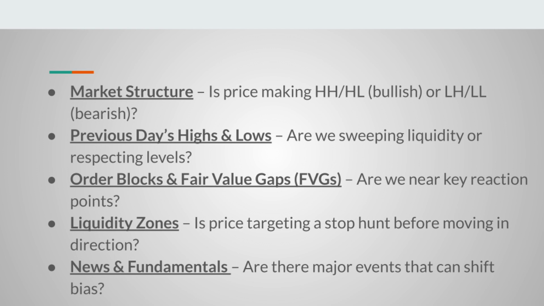And the final step is news and fundamentals. These are major events that can shift the bias. So let's say you're in a bullish setup. If there's a news event that occurs during a certain period of time, your bias can shift from being bullish to bearish just from the news event.